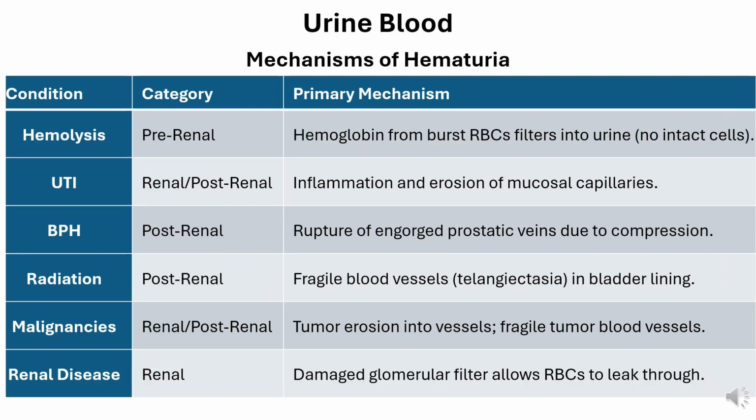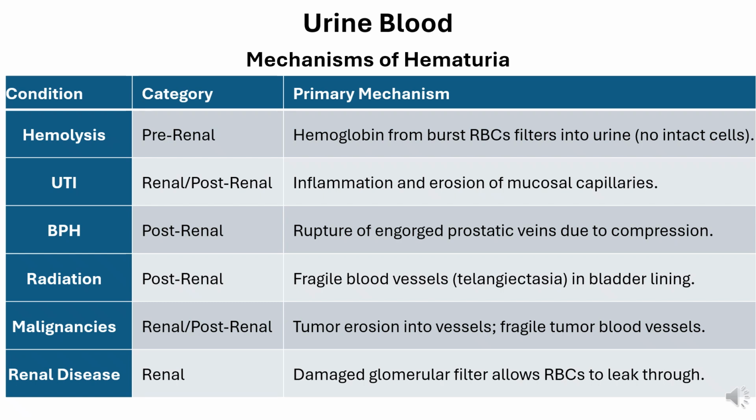Hematuria can be gross hematuria, which means visible to the naked eye: red, pink, or cola-colored. Or microscopic hematuria, invisible but detected on a dipstick or under a microscope. There are 3 categories of causes: prerenal, a blood issue; renal, a kidney issue; or postrenal, a drainage issue.